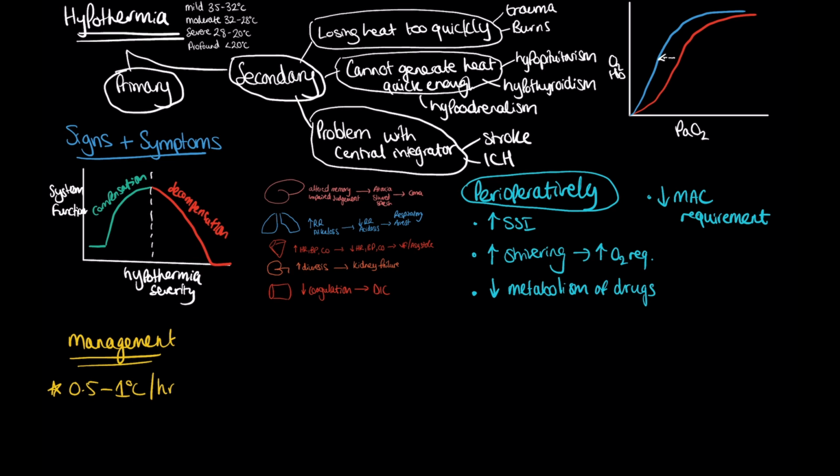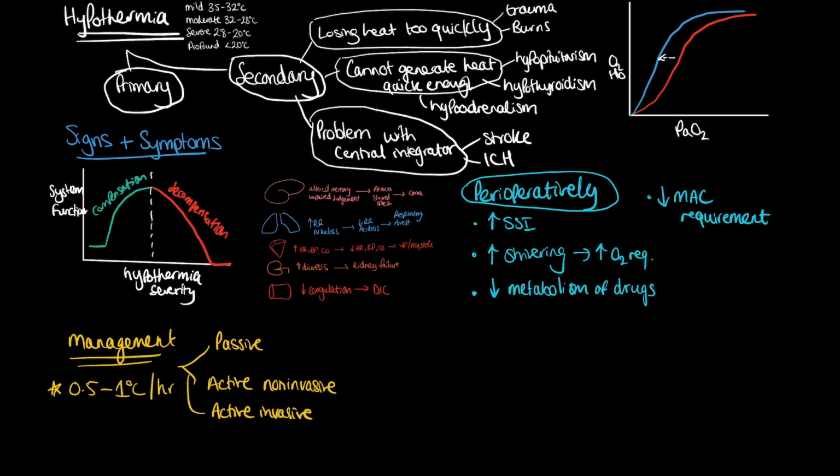Rapid rewarming can cause a phenomenon known as afterdrop. This is when the blood vessels dilate and the cold acidic blood from the extremities rushes back into the central circulation and can lead to fatal arrhythmias. Outdoor swimmers are especially aware of this. You can broadly divide the management strategies into two types. These include passive and active methods. Active methods can be further divided into non-invasive and invasive.